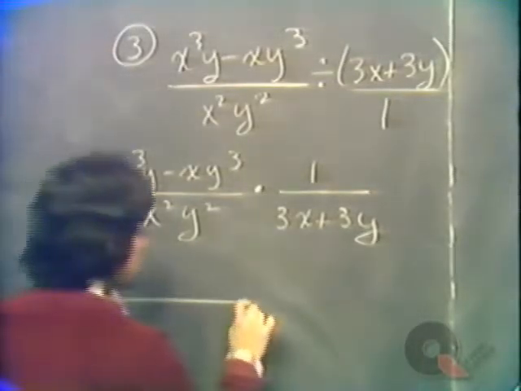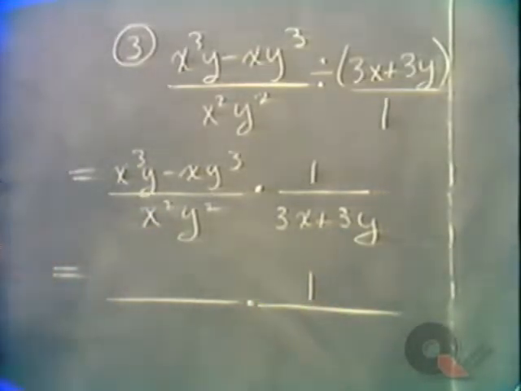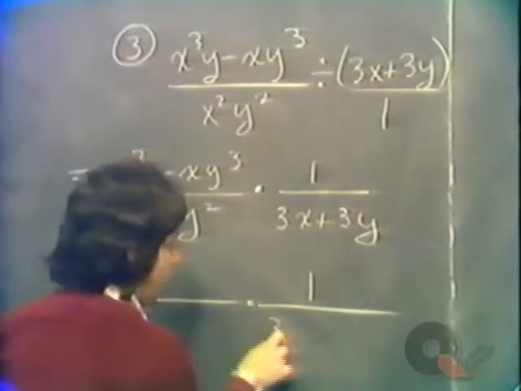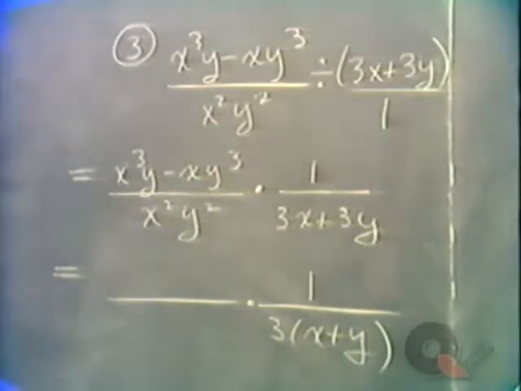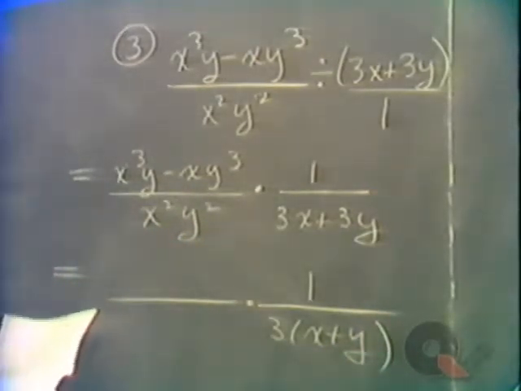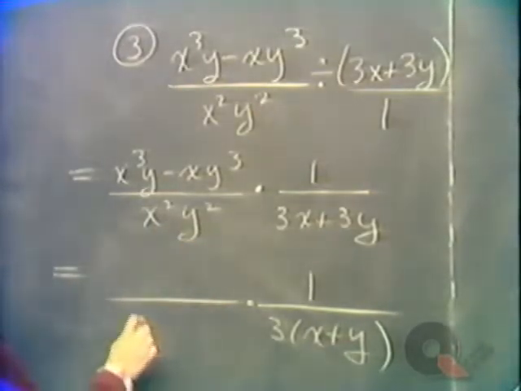The 3x plus 3y down here, we can factor out a 3, leaving us with x plus y. X squared y squared is simply xy times xy. We just leave it like that.